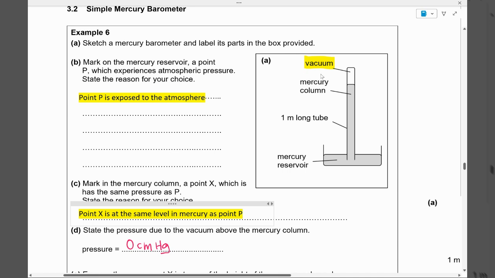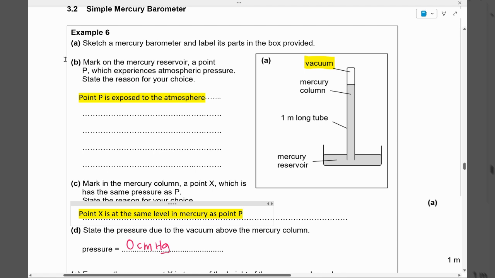When you are labeling, please make sure to label that this enclosed volume over here is vacuum, so there are no air particles inside. Then you should have one long column of mercury, and at the bottom you have excess mercury. We label it as a mercury reservoir. For mercury, the meniscus curves in the upward direction.